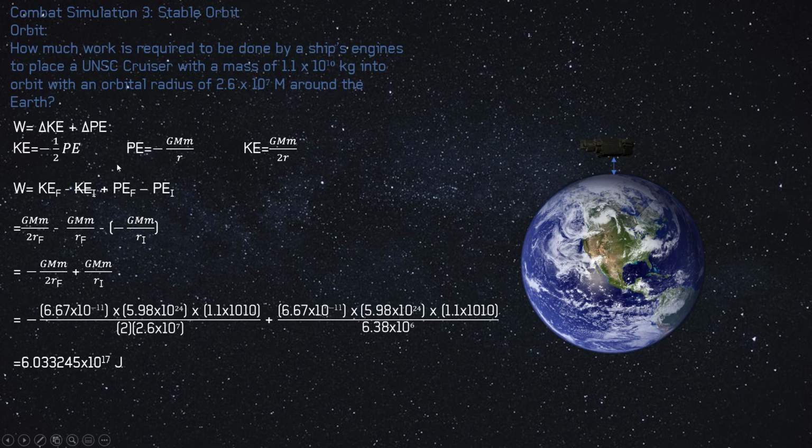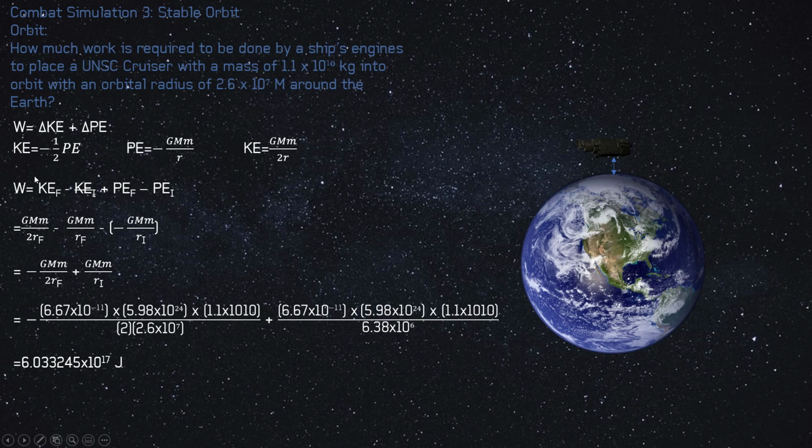So let's get our work energy theorem again. Because we are calculating work, we're trying to figure out how much work the ship's engines have to do in order to get into an orbit. So we know that the kinetic energy final has a value. We know the kinetic energy initial does not, because it's at rest at the surface of the planet. It's not moving, so no kinetic energy initial. There is a potential energy final, and there is a potential energy initial.